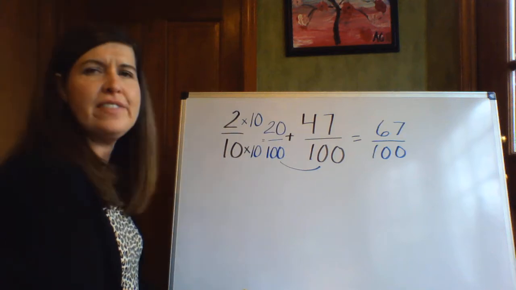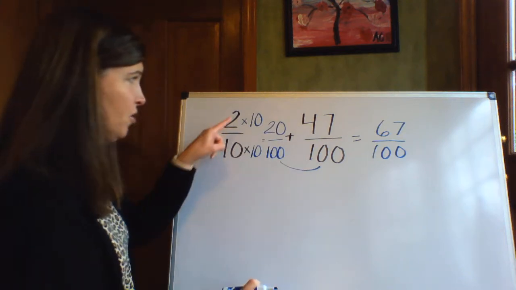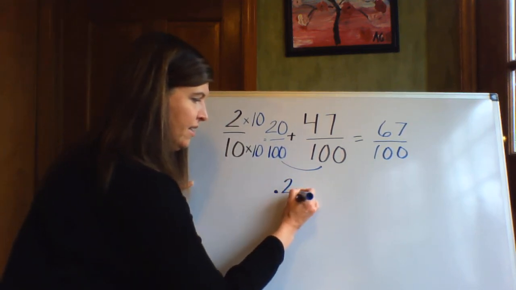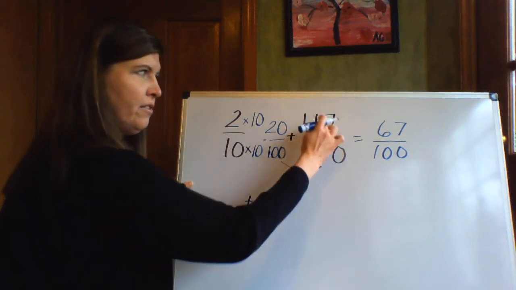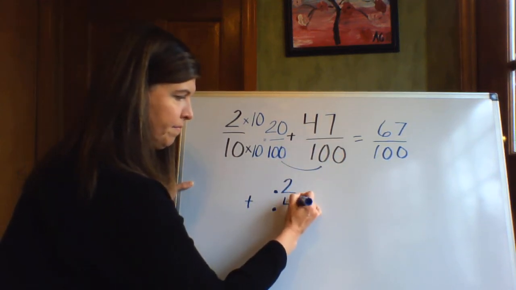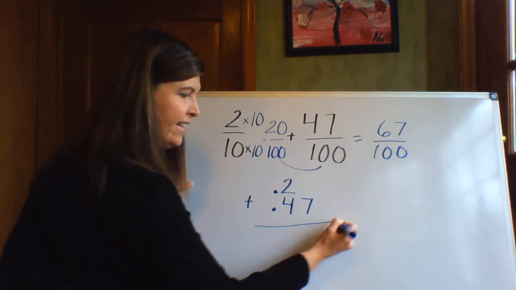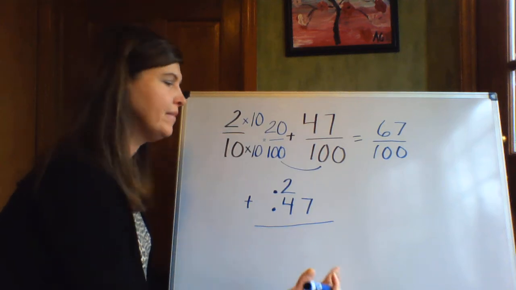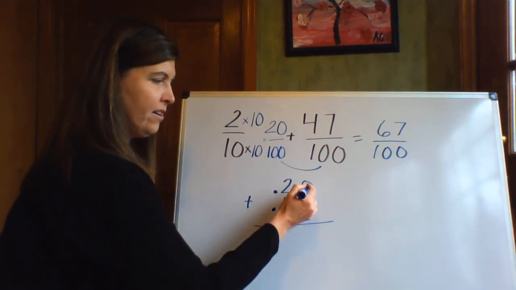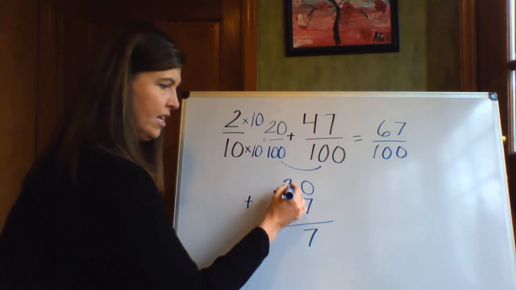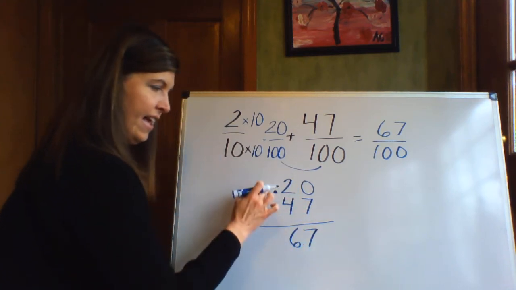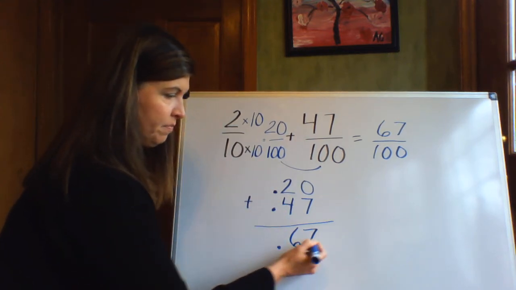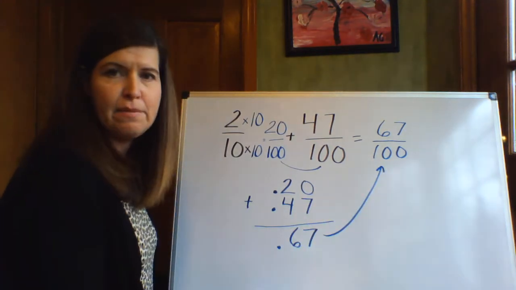Now, what would happen if these were decimals that we were dealing with? If these were decimals and I had 2 tenths, so I'm going to write my decimal for 2 tenths, and then I added 47 hundredths, I would just add them straight down. I would know that if this is an empty space, a 0 goes in there. And I could add down. 0 plus 7 is 7. 2 plus 4 is 6. And it's really important that those decimals are lined up, and we just bring the decimals straight down. And look, we end up getting the same answer.